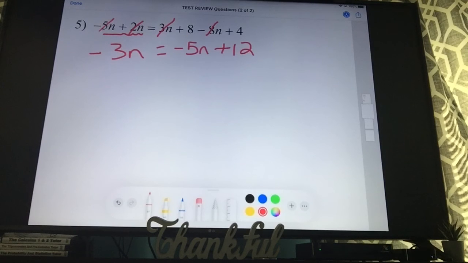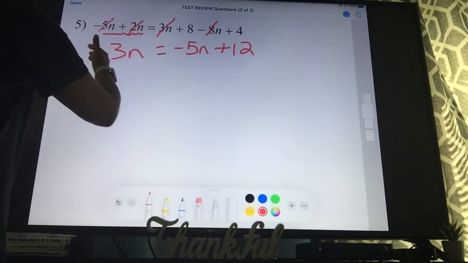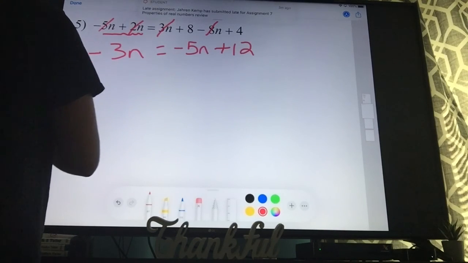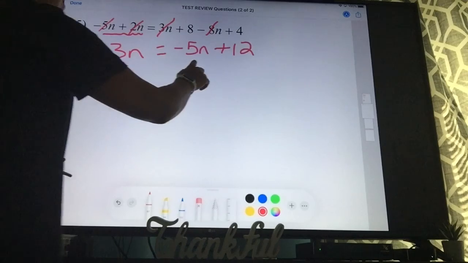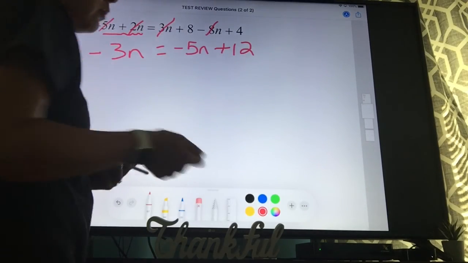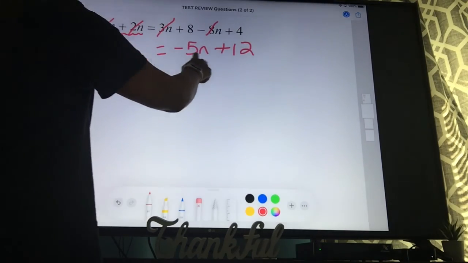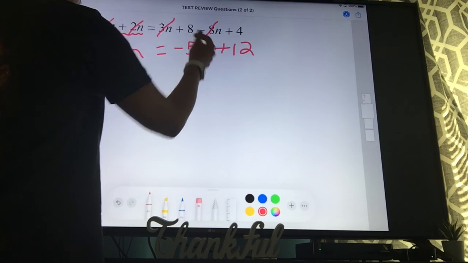Okay, so now go back through. Are all just letters on the left side? Let's look at the left side. Right now, on the left side, I only have just letters. Okay, cool. Now let's look at the right side. The right side should only have numbers on it. Well, right here I have a letter, so I need to move that letter.